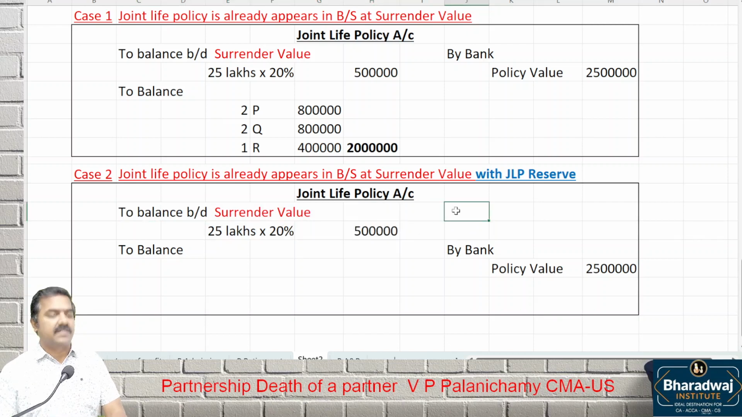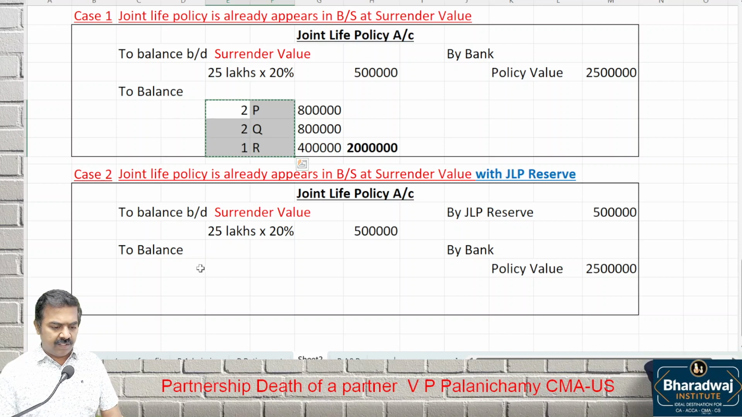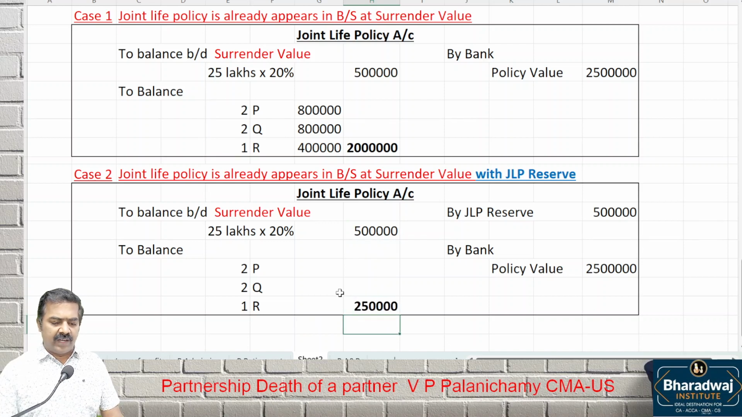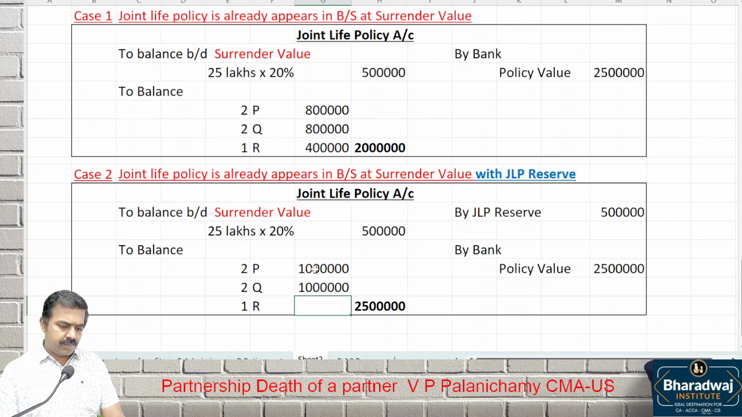Reserves will have which balance? Credit balance. JLP reserve equivalent to the surrender value. We will maintain reserve equivalent to which value? Surrender value. If you tally this, what will you get now? 5 lakh, 25 lakh minus 5 lakh. The balancing figure will be how much? 25 lakhs. This will be transferred in which ratio? 2:1 ratio. What is 2:1? 25 lakhs is 10 lakhs and 5 lakhs.